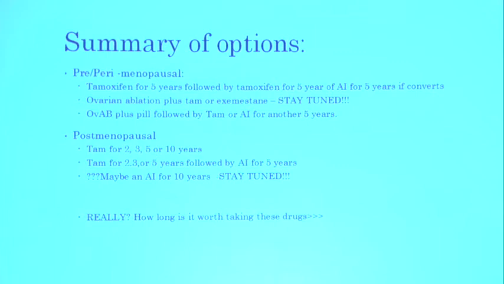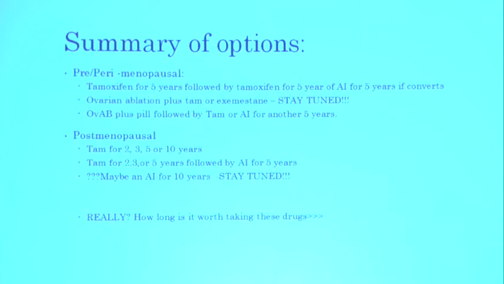Then, if you're postmenopausal, you have a lot of options. You can do tamoxifen for 2, 3, 5, or 10 years. If you do tamoxifen for anything less than 5 years, then you switch over to an aromatase inhibitor. If you do tamoxifen for 5 years, you can still switch over to an aromatase inhibitor for another 5 years.